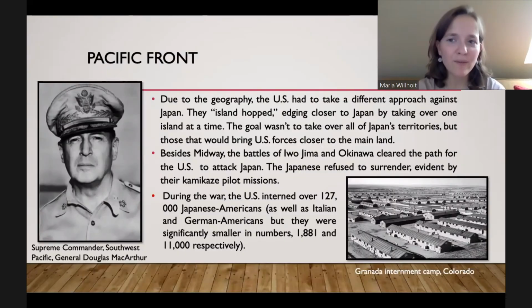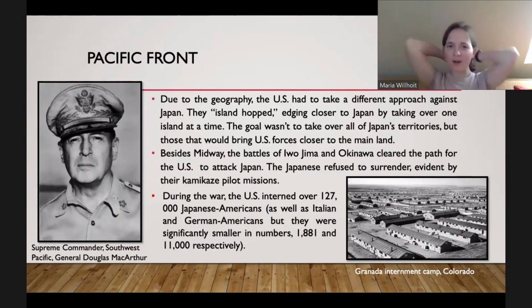And with the Pacific Front, because of the geography of the Pacific, it's not one big continent, it's different islands. The US has to take a different approach. And the way the approach is taken, it's led by a general named General Douglas MacArthur. He's here on the left. He's the supreme commander of the Pacific. He's the equivalent to Eisenhower, but in the Pacific.